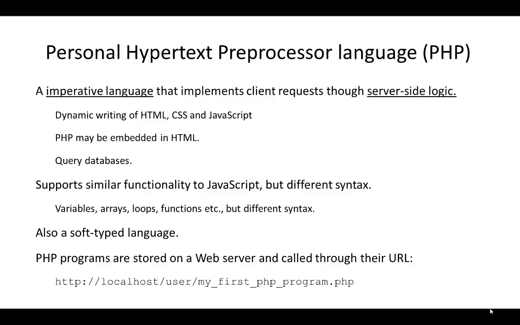So what do you do with PHP? Well, probably its greatest use is the dynamic writing of HTML, CSS, and JavaScript from the server. When the server receives a request, in this case a request to run a PHP program rather than to return an HTML page, that PHP program could do many things, but probably the most common is that it writes an HTML page, embeds some CSS in it, and embeds some JavaScript in it, and sends it back to the user. So it basically dynamically writes a web page depending on what the request is from the user.